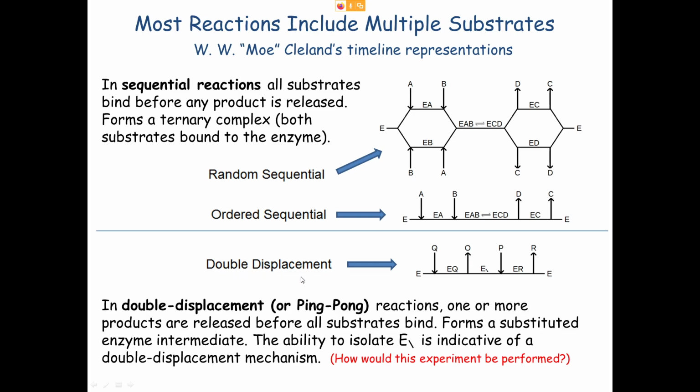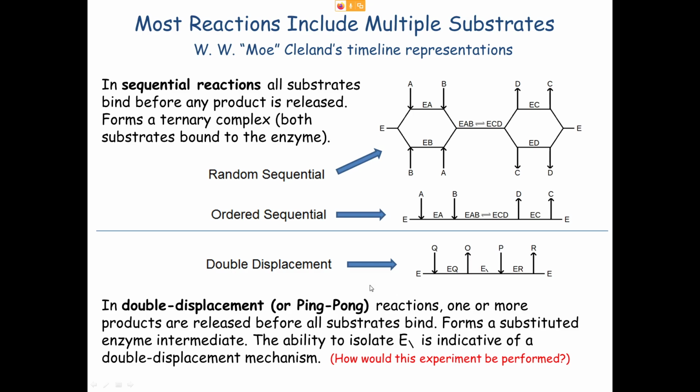It's called double displacement, or in Cleland's terms, he called it ping pong because it looks like two half reactions taking place. And he had some more nomenclature for it depending on the number of substrates and number of products. In this case, we have two substrates. I'm not using A and B anymore because I like my letters better, and hopefully you agree with me here. My substrates are going to be Q and P, and my products are O and R, right? So I have two substrates, Q and P, and two products, O and R.